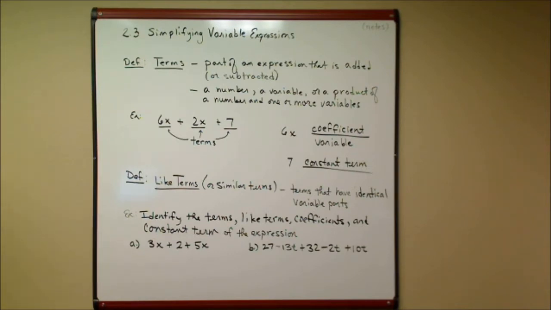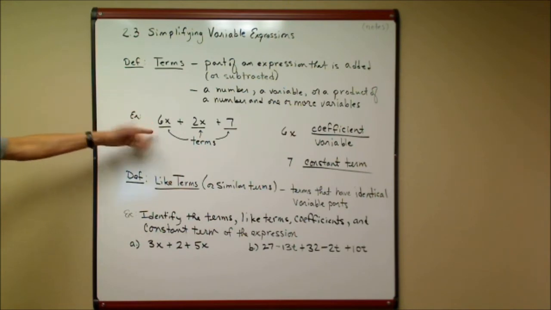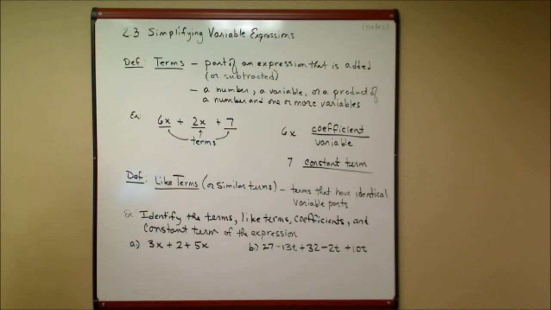The second definition says that a term is a number, a variable, or the product of a number and one or more variables. And as you will see, for our intent and purpose, that's what we're going to be looking at for terms. Now I have an expression right here, 6x plus 2x plus 7. And as you can see, I've underlined 1, 2, 3 terms. I've got it labeled. You can see that they're being added in this expression to one another.